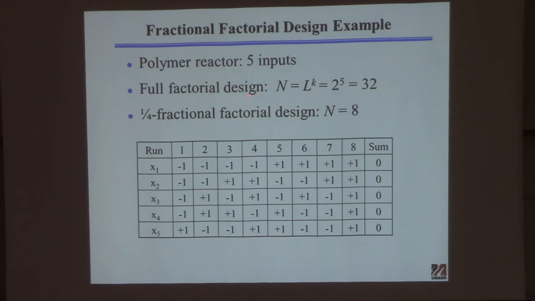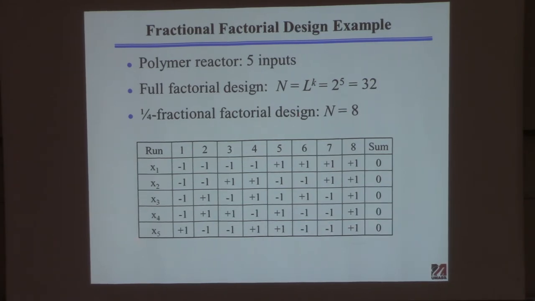Okay, so here's an example. This is not all that exciting, but this is for the polymer reactor, 5 inputs. If you do a full factorial design with 2 levels, that's how I figured this out, N is the number of inputs. Each input had 2 levels, I had 5 of them, so it's 2 to the 5, 32 possible combinations. Let's say I want to do a 1/4 fractional factorial design, so I get 8 experiments.